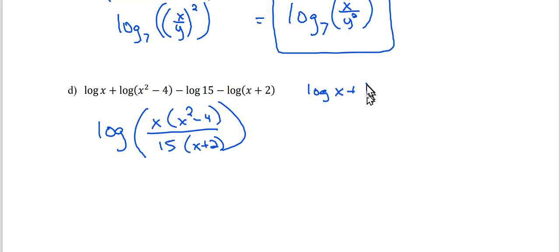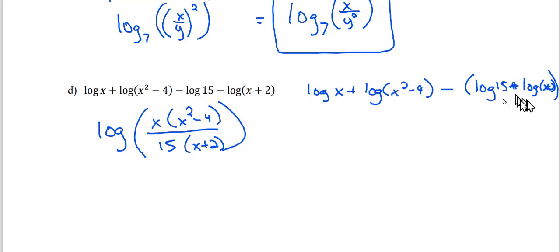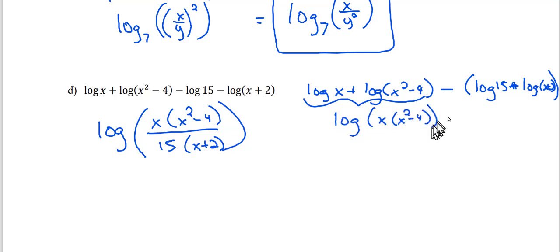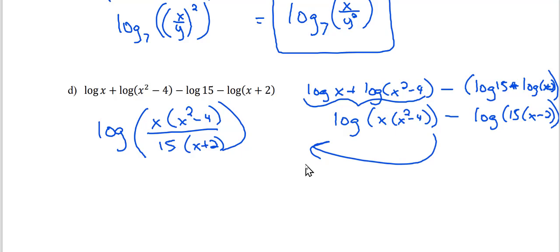If you prefer to really understand why, you could factor out a negative out of the last two so that there's addition between them. When there's addition between them, they become a product. So these two would be log of x times (x squared minus 4). And these two would be log of 15 times (x minus 2), because there's addition between them when you factor out the negative. And now a negative between those two will condense to division inside a single log.